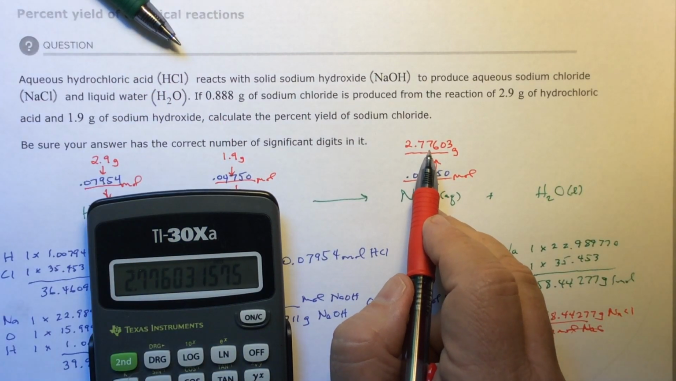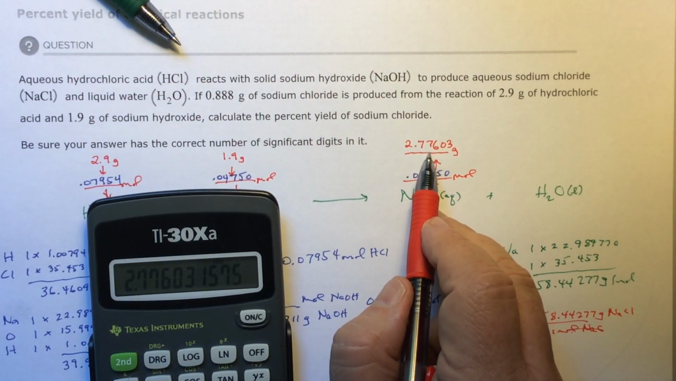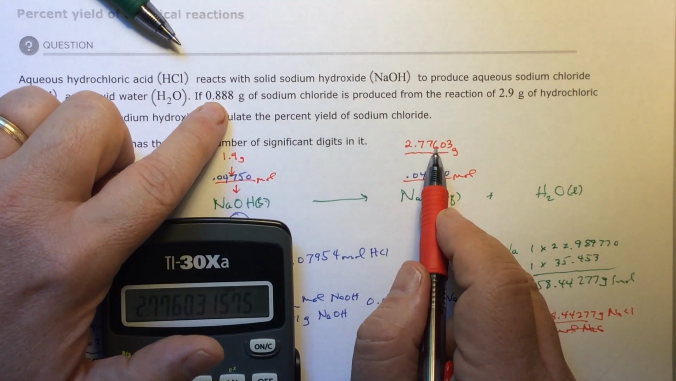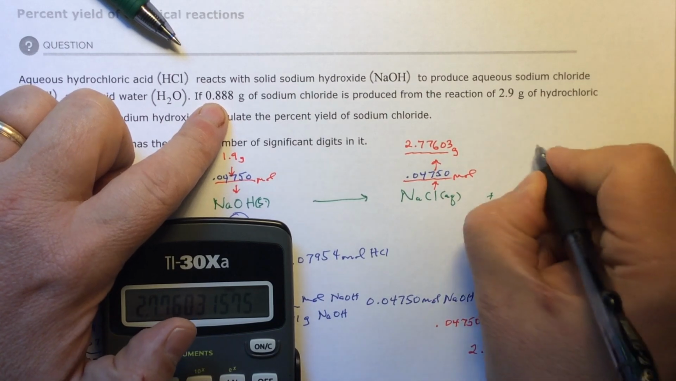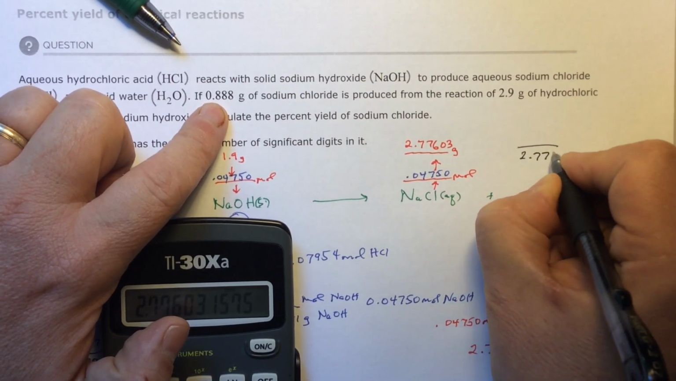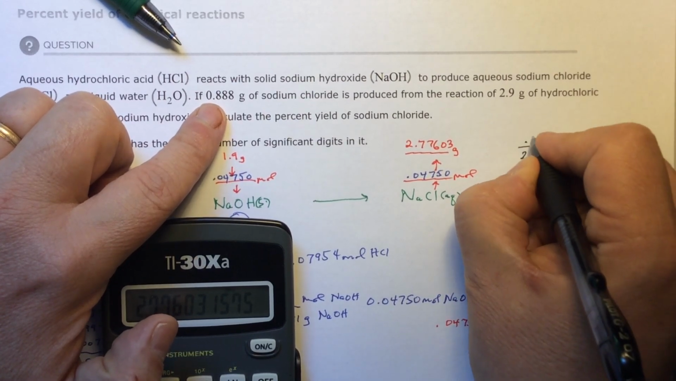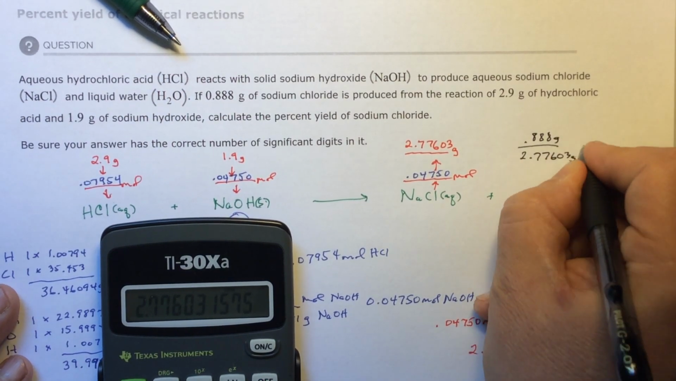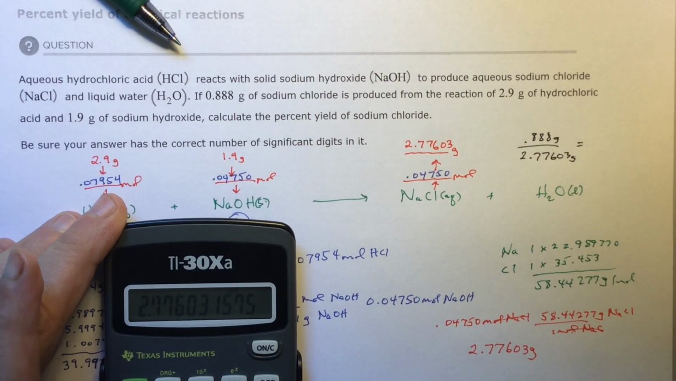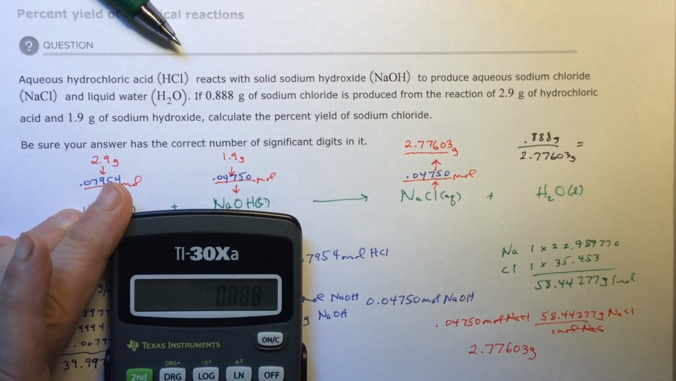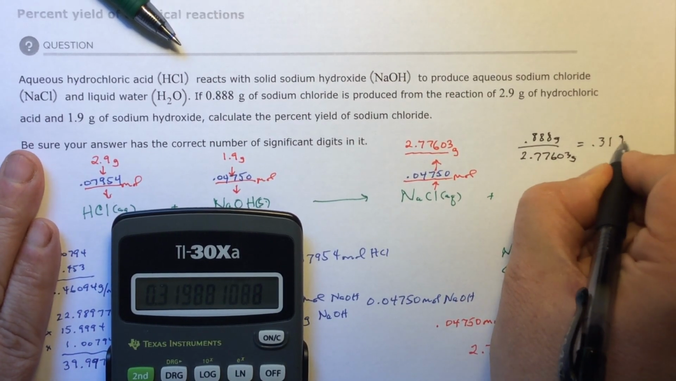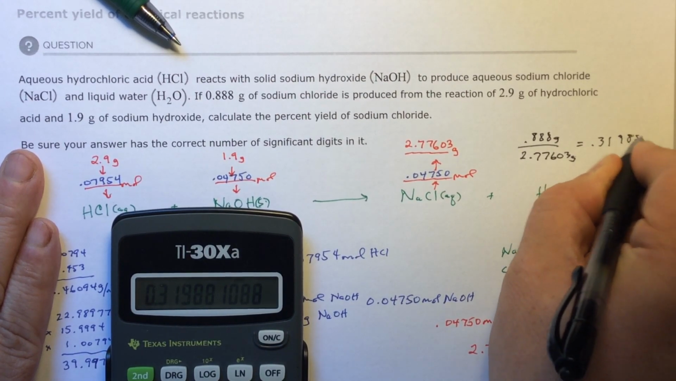I have 0.888. So I have not very much. Okay, so this goes on the bottom of my fraction. This goes on the top of my fraction. So I'm going to have a fraction of 0.888 actual yield over 2.77603 theoretical yield. This is grams. This is grams. I'm going to get a decimal. The decimal is 0.31988.